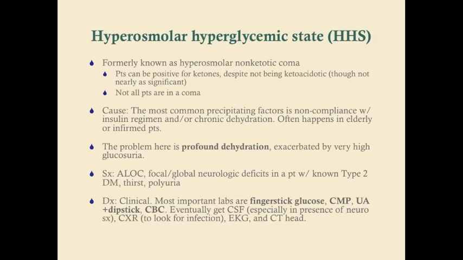Okay, hyperosmolar hyperglycemic state. This is formerly known as hyperosmolar non-ketotic coma, or HONC, H-O-N-K, or H-O-N-C. And this is different from DKA. The reason that we changed the name is because patients with hyperosmolar non-ketotic coma can actually be positive for ketones. So you don't want to misinterpret that just because the patient has positive ketones, they're in diabetic ketoacidosis, because they might not necessarily be.